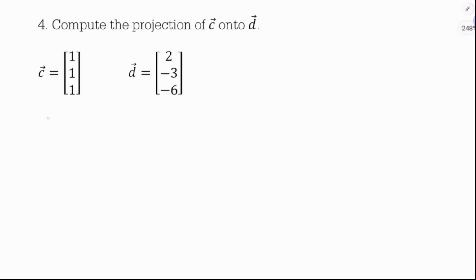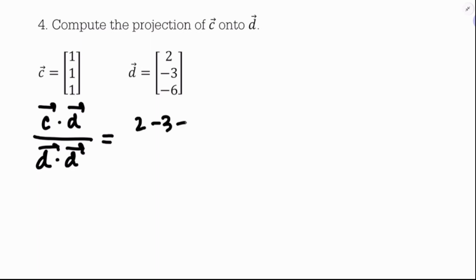So I'm just going to use the formula. It's going to be C dotted with D divided by D dotted with D. Figure out what that value is. The dot product of the two is going to be 2 minus 3 minus 6. D dotted with D is going to be 4 plus 9 plus 36. That's 49. Remember, we're not taking a square root. But if we were, it would be nice.